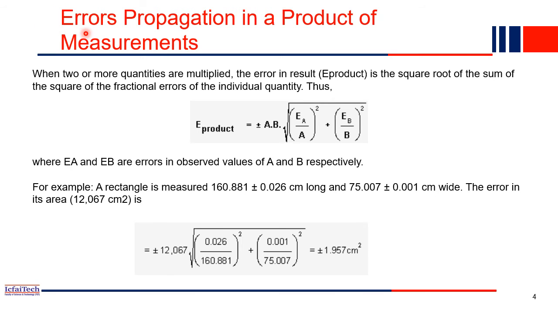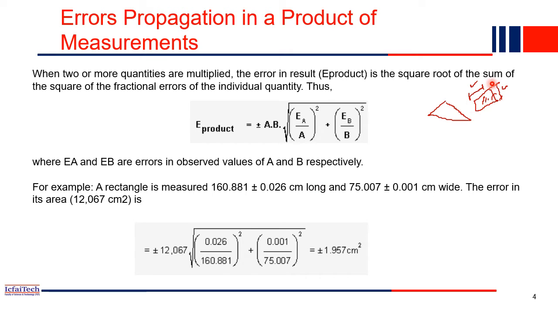So now here we'll be discussing error propagation in a product of measurements. In an earlier slide I gave an example: if you want to find the area of a triangle or a rectangle, you have to multiply the two lengths. This length multiplied by this length gives you the entire area. So in that case also the error will be propagated.